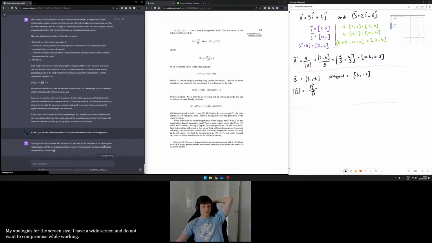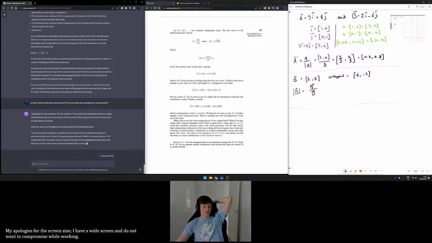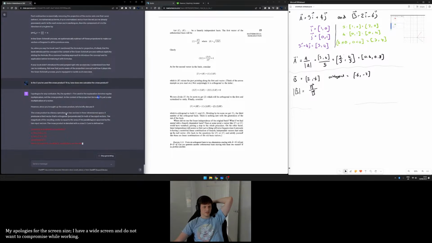No, the symbol x I've used denotes regular multiplication, not the cross product. In the context of the projection formula, it's just scalar multiplication of a vector. However, since you brought it up, let's briefly discuss it.